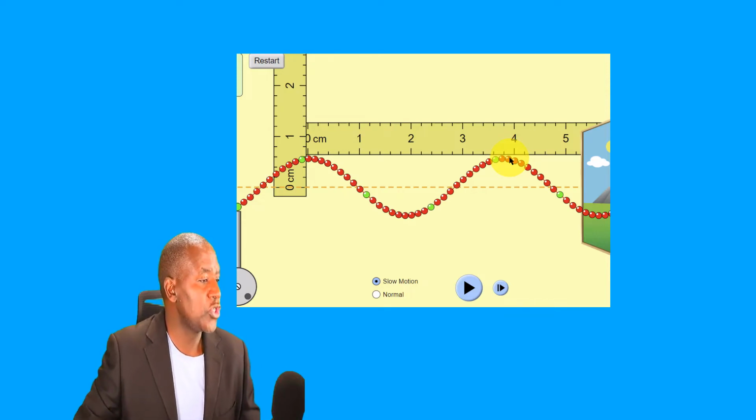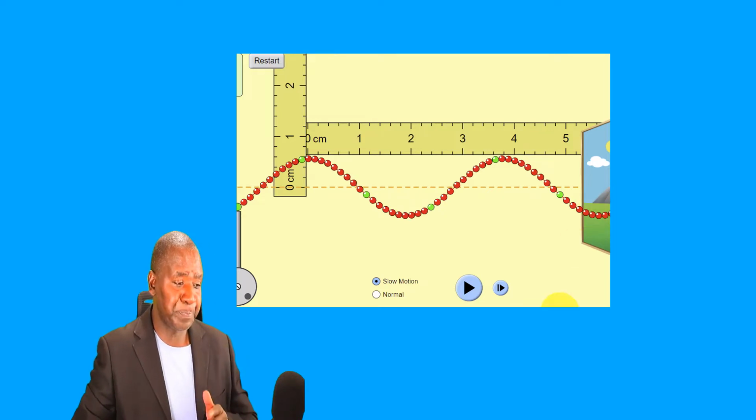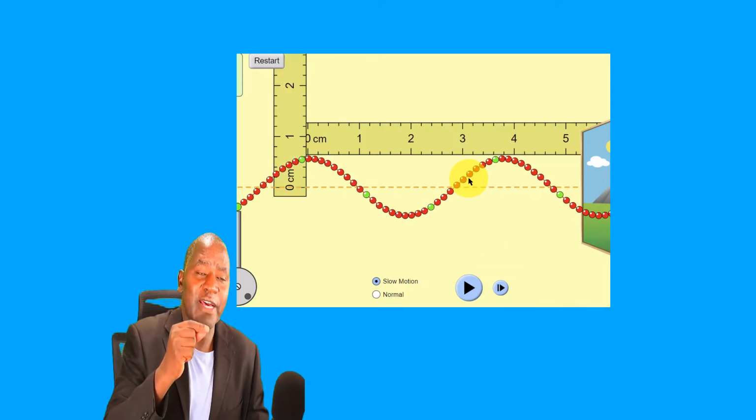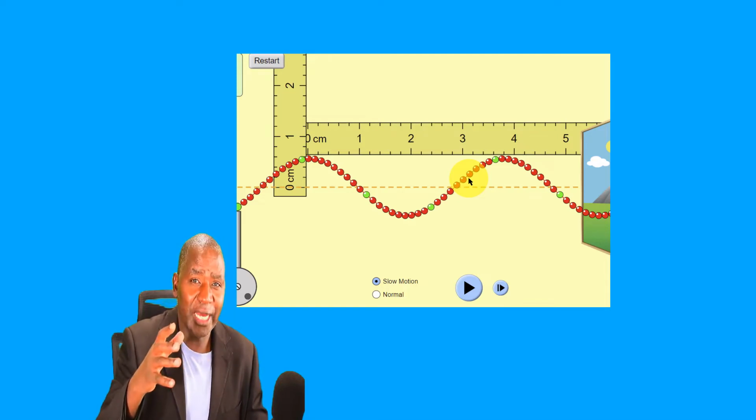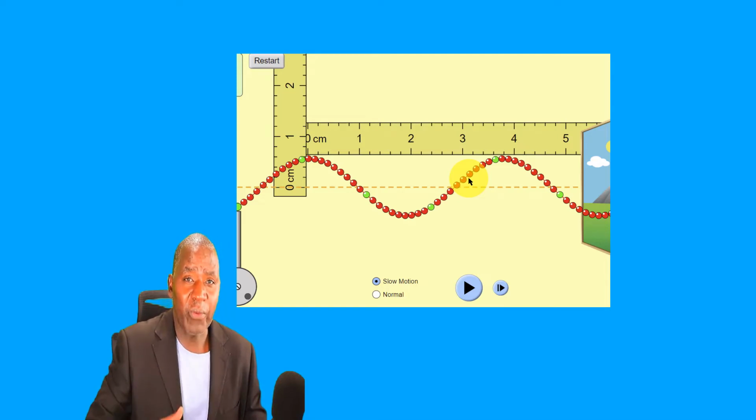We could also try to look at that definition from another angle. That is the distance between any two adjacent crests or any two adjacent troughs. This one is referred to as a crest, and this one is a crest, and they are adjacent. This is a trough, and this one here is a trough, and you can see they are adjacent. Using that, you can see that there are several ways that you can determine the wavelength of a wave.